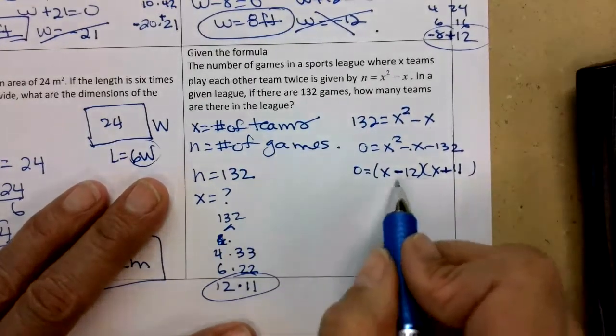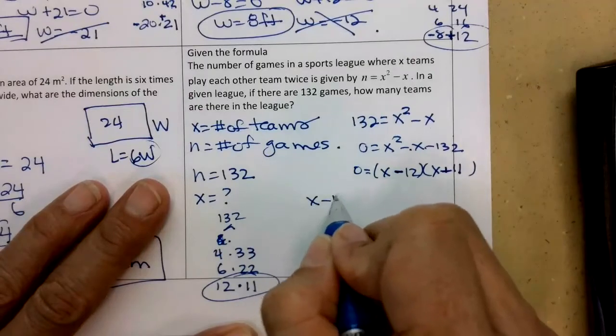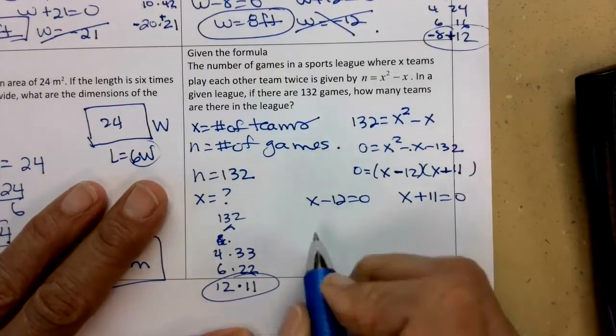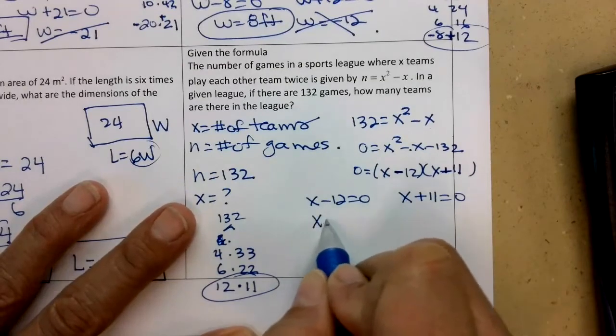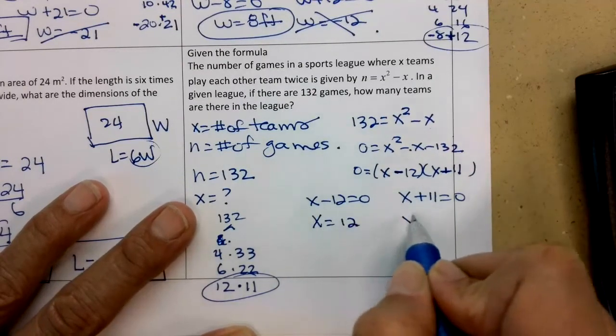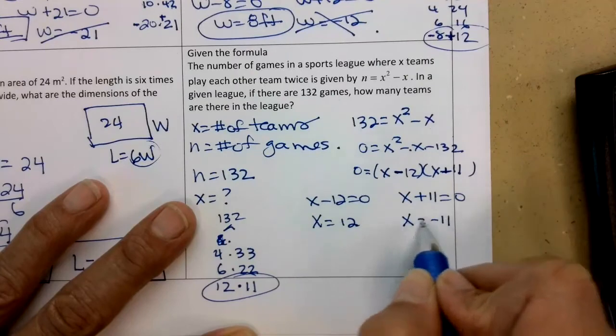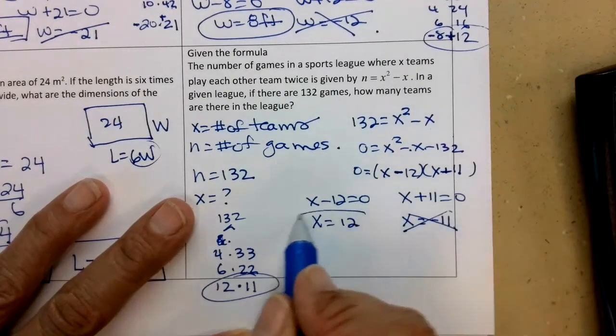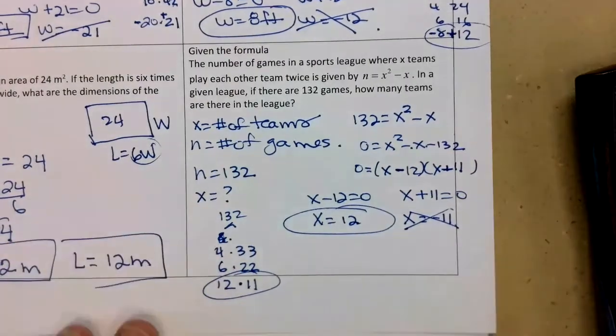Still equals 0. So product equals 0, so either X minus 12 equals 0 or X plus 11 equals 0. So X equals 12 or X equals negative 11. So negative 11 doesn't make sense, so we won't keep that one. So there must be 12 teams in the league.